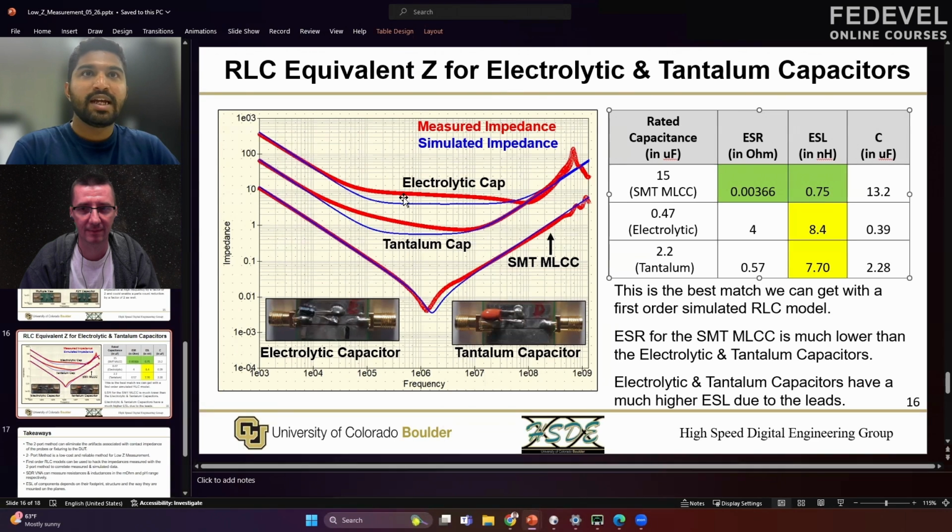Okay, and then one more thing that you must have noticed here is for the electrolytic and the tantalum capacitor, the first order RLC model that we used was not giving us a really good correlation in this region. And this tells us that for capacitors, especially electrolytic and tantalum capacitors, if we want a really good measurement simulation correlation in these regions, we will need to use second order models. But in our case, this was not the region that we really wanted to analyze, so a first order model is good enough for our analysis.